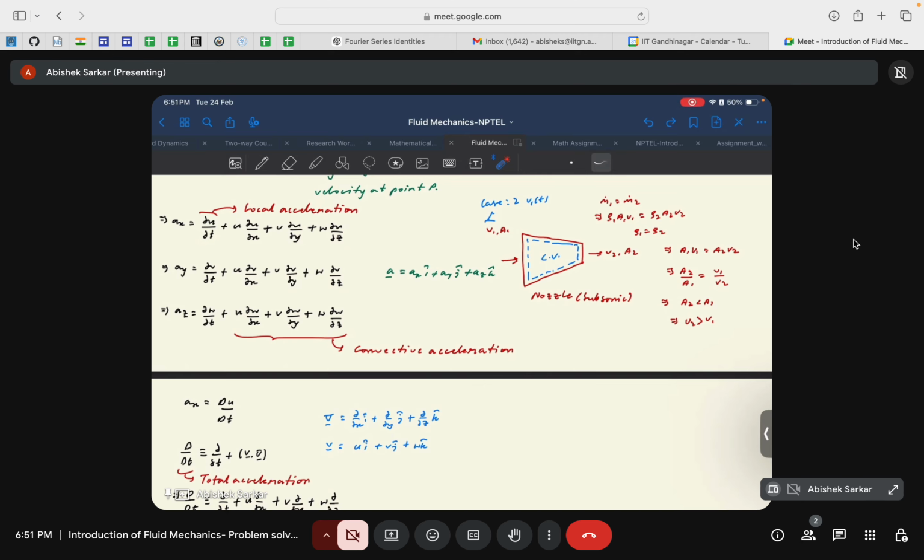The Lagrangian description will only have the local part, and again it's a complete derivative rather than a partial derivative, because u, v and w are only functions of time. But for the Eulerian approach we have the local variation as well as the spatial variation. Okay, these are the two things.